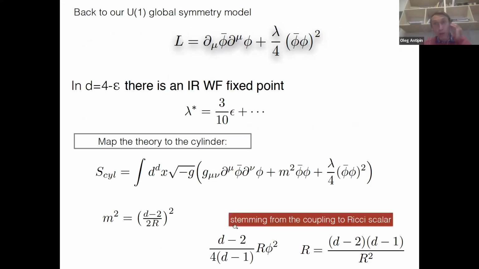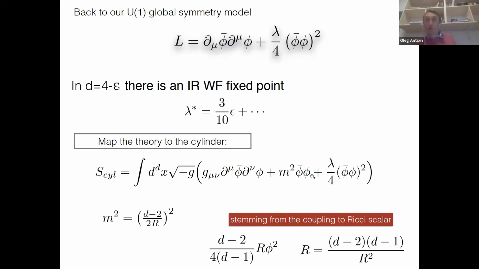Okay, so go back to our Lagrangian. This is our flat space Lagrangian. We have to tune to the fixed point. In 4 dimensions, there is no fixed point, at least no perturbative one, so we have to go to 4 minus epsilon. This is your fixed point. I tune to this value. Epsilon is very, very small, so it's perturbative. Then we have to map to the cylinder. As I said, the cylinder is a curved space.